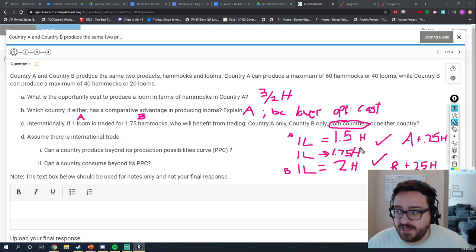How do I know who's giving up what? That was because of this. That's why I say the first thing you got to do is figure out who's making what, which again is based on comparative advantage, and luckily I'd already figured that out. Because A has a comparative advantage in one of these, B's got it in the other. So A has comparative advantage on looms, B's got it in hammocks.